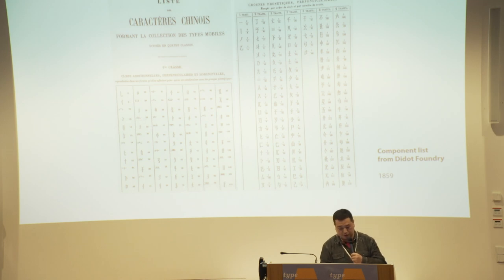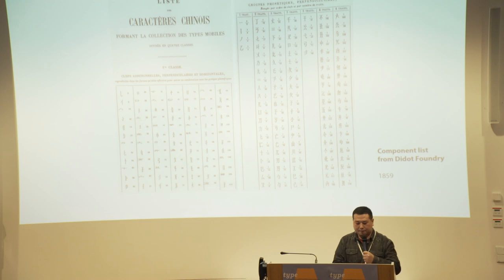Here you see a component list from Digital Foundry. Currently we know the component feature has become an essential part of type editors, no matter whether it is Glyphs, RoboFont, or FontLab. You even have some more convenient functions like interpolation in place. Thank you to all the developers.